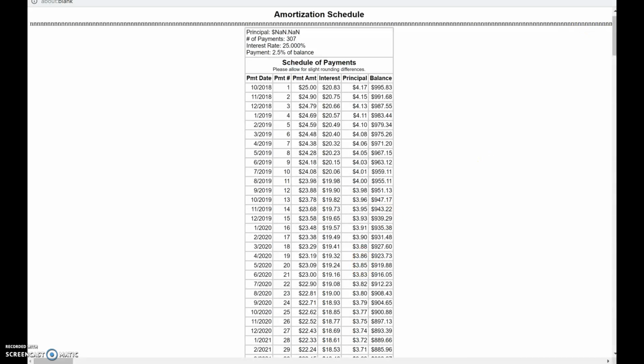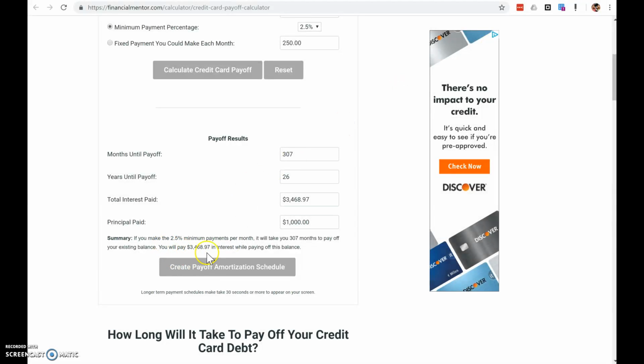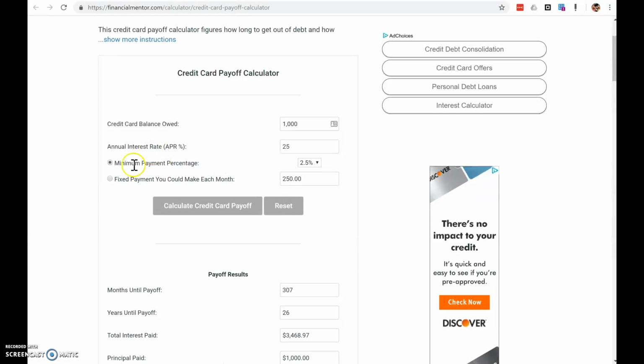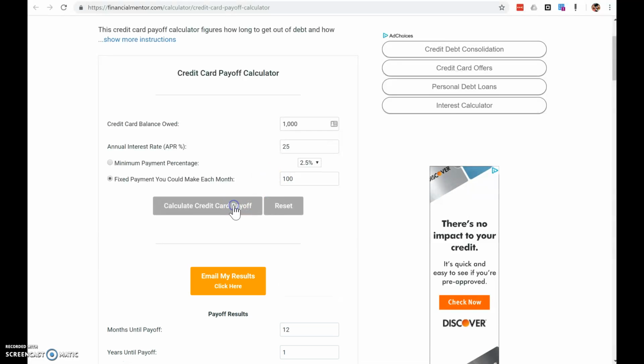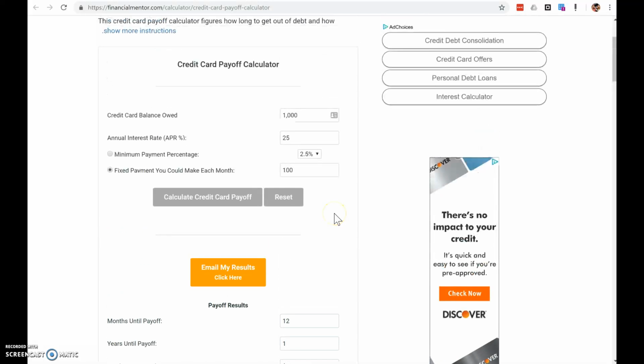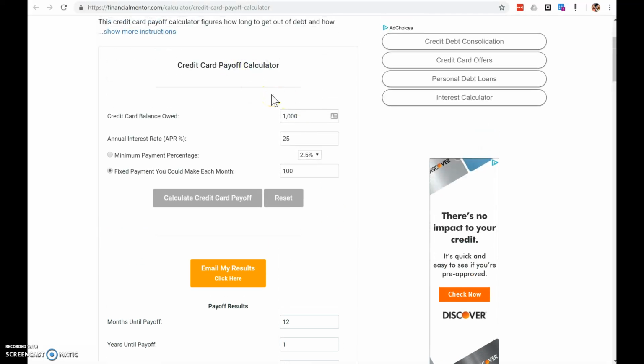So you can look at this if you'd like, but know that it's going to take you a while to pay off this debt. Again, you can play around with this and do a fixed payment. Well, what if I was just going to pay $100 a month? What does that look like? If I paid $100 a month, it's going to take 1 year to pay, and look, my interest is a lot less. So you can play around with this credit card payoff calculator. I just wanted you to look at that and see how long it actually would take you to pay off that shop.